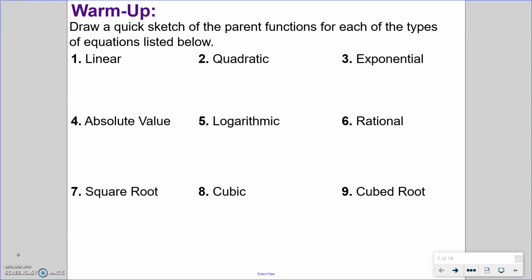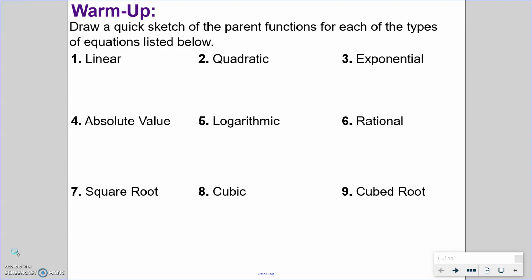Hopefully, if you're still struggling with the unit circle, definitely stop by for office hours so I can help, because you're going to need to use those concepts for this chapter, okay? All right, first thing I want you to do is pause the video and try this warm-up, and when you're ready to see the answers, go ahead and unpause.